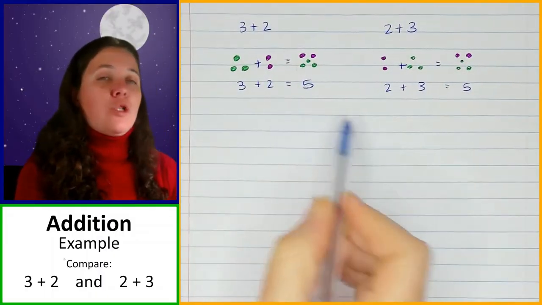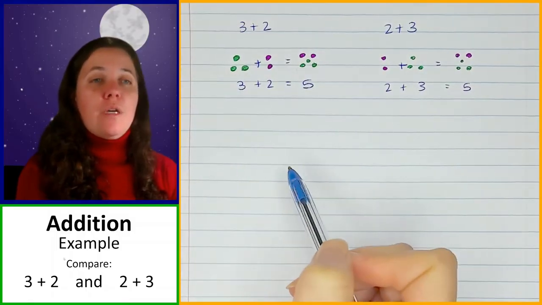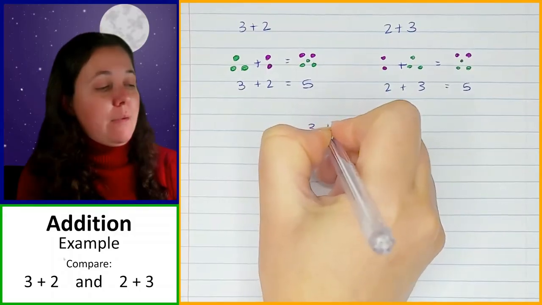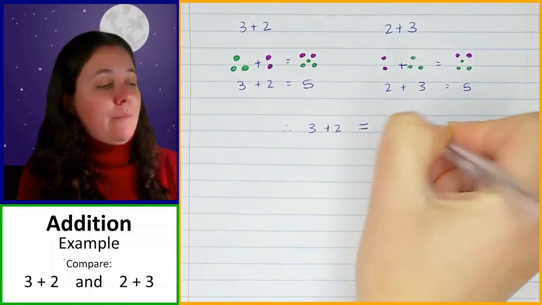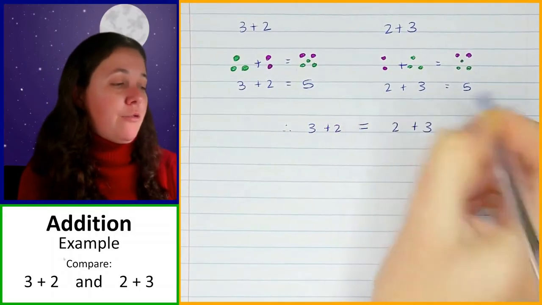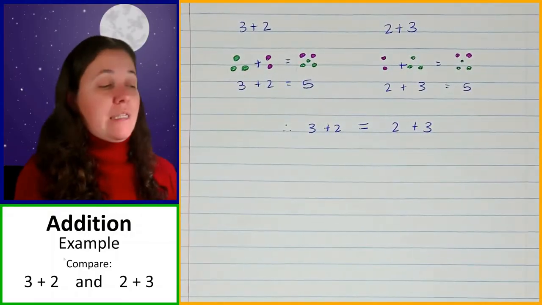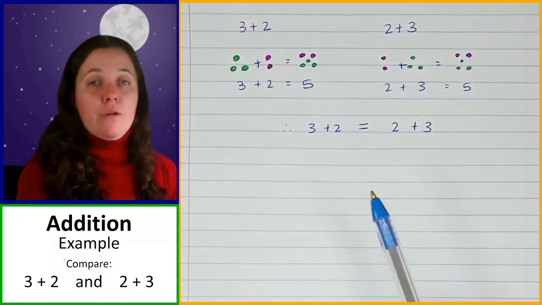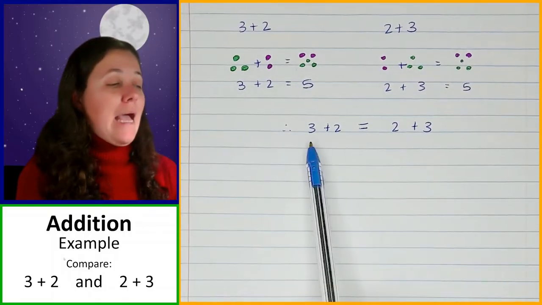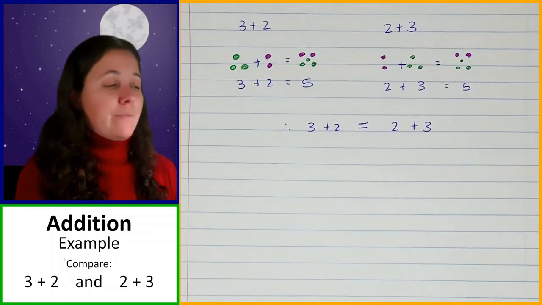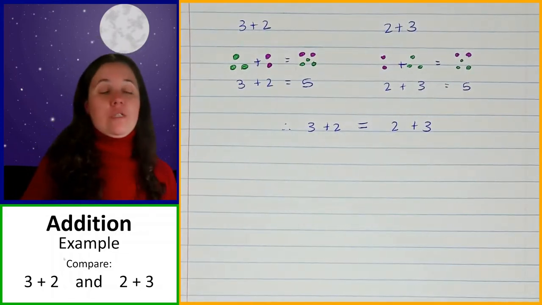So it doesn't matter which way around I write it, 3 plus 2 and 2 plus 3 will both give me 5. So I can say therefore that 3 plus 2 is the same as 2 plus 3. And this is showing us the commutative property, that I can move the 2 and the 3 around when I'm adding them, and it won't change the value that I get in the end anyway. So it won't change my overall answer.